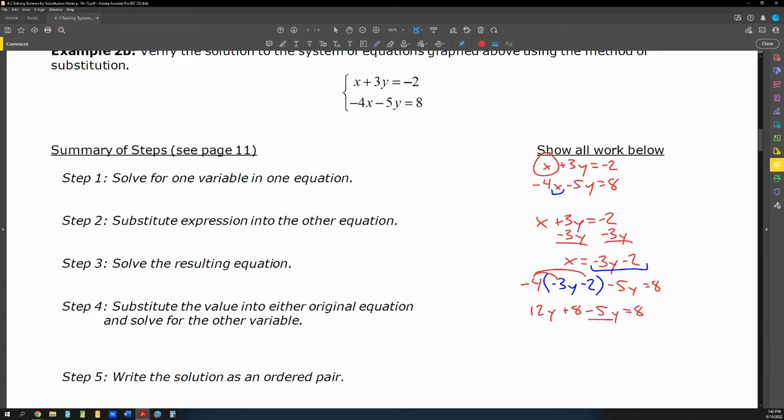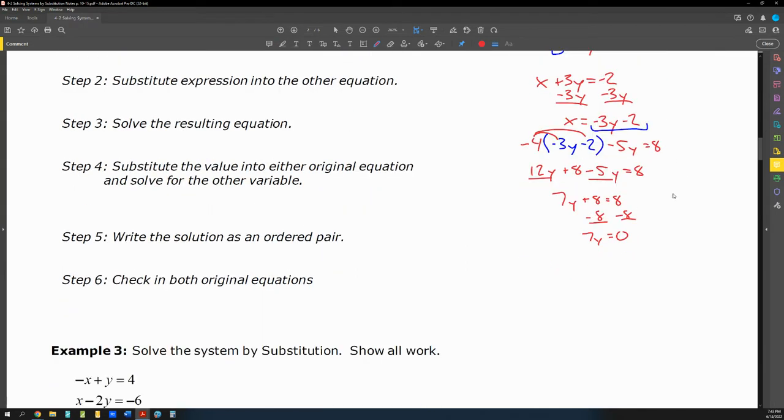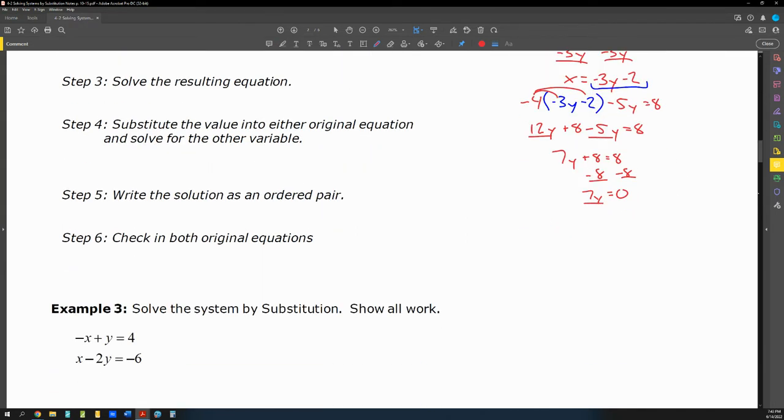And we combine like terms. So 12y minus 5y is 7y. Plus 8 equals 8. And then subtracting 8 from both sides, we get 7y is equal to 0. And then dividing both sides by 7, y is equal to, well, 0 divided by 7 is 0.